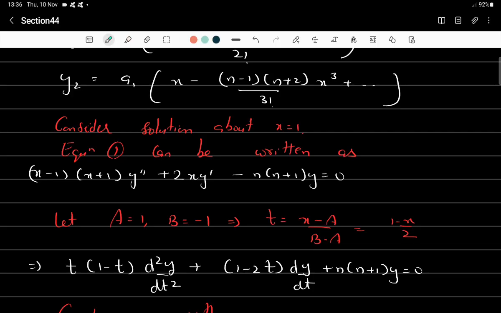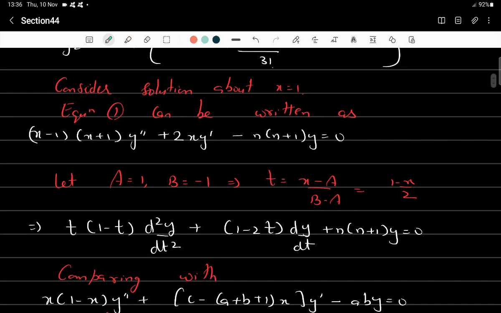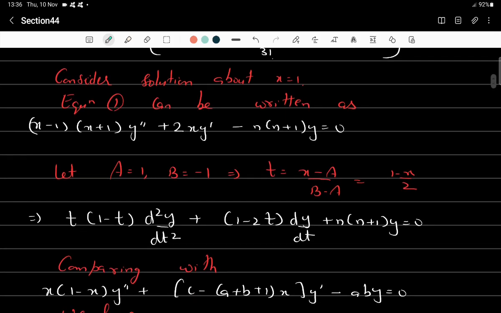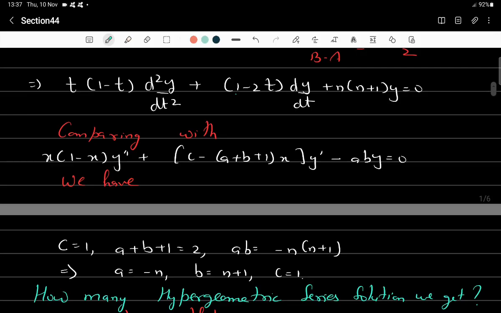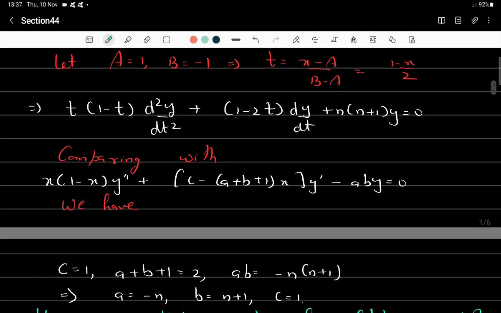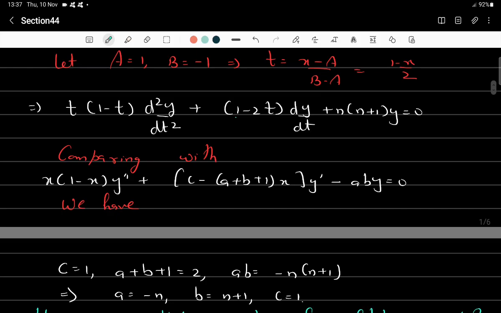So clearly it is a hypergeometric equation. Recall the hypergeometric equation, and by comparison you can see that this is my c, a + b + 1 is equal to 2 and ab is equal to -n(n+1). That gives me the values of a, b, c. Yes, now c = 1, a = -n and b = n + 1. We can interchange the values of a and b, it won't change the solution.